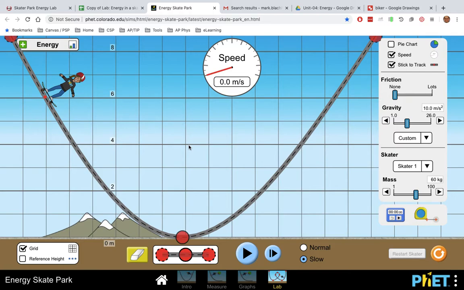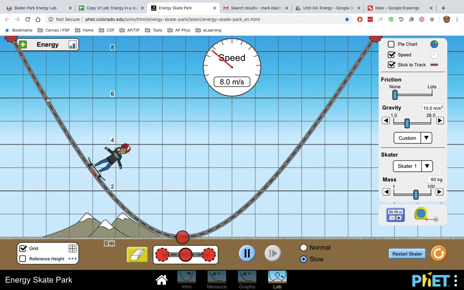So last week in lab, we did a lab where you played with a skater, and you parked her up here at 6 meters, and she just zooms down the hill and then goes up the other side. And one of the things we did was we made sure there was no friction. So we put the friction at none over here. So she's not losing any energy to friction. And what that means is that she keeps coming back to the same height she starts at, 6 meters.